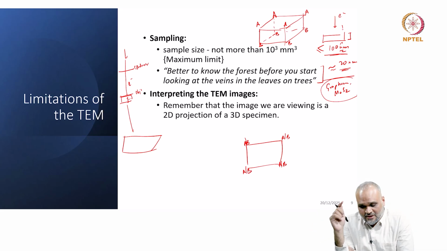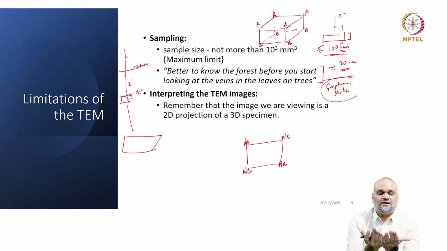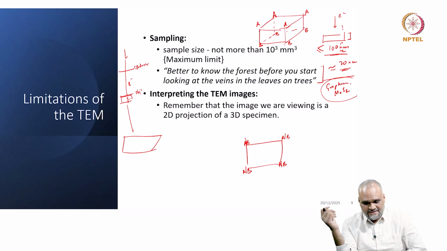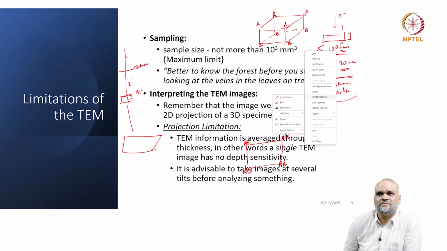But always remember, in a transmission electron microscope, the information you record is always a projection of a three-dimensional object onto two dimensions. The images we record always have superimposition of the three-dimensional information on a two-dimensional plane. So this is actually called the projection limitation in a transmission electron microscope.